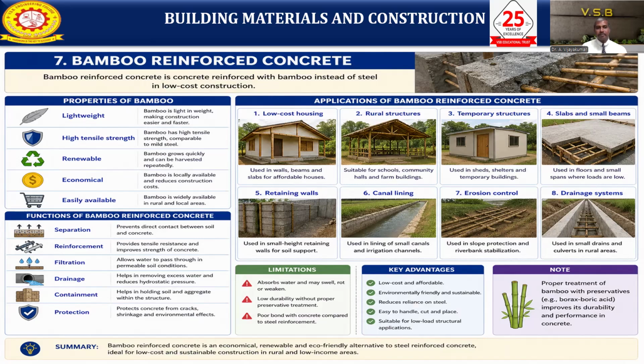So it's lightweight, construction will be much easier and also faster. Bamboo has a tensile strength comparable to mild steel. Bamboo grows quickly and can be harvested repeatedly. So we need to use different types of bamboo. With the same bamboo, if you cut it again, it will start to grow back.